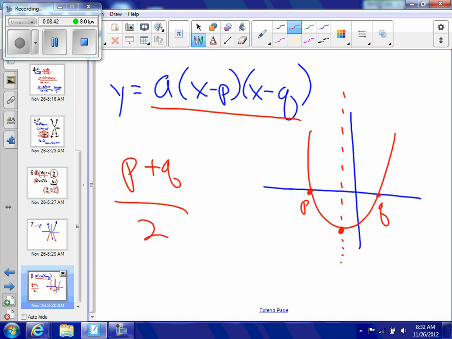So then could the vertex ever be the same as the maximum or minimum? The vertex is always the same as the maximum or minimum. The y value of the vertex is always the same as the maximum or minimum because it's a parabola. Just by definition, that's either going to be the lowest point on your parabola or your highest point. But how do you find the actual maximum or minimum out of the equation?